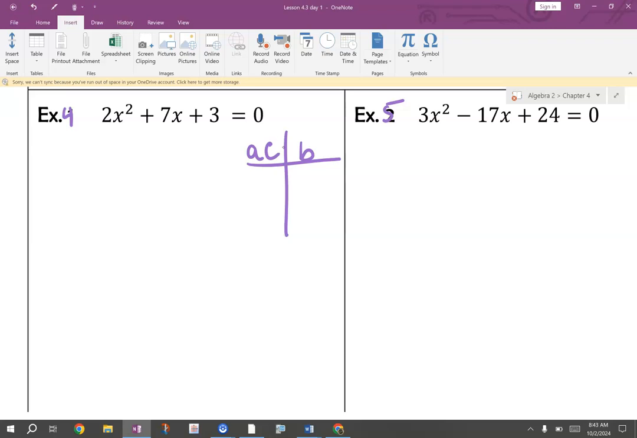So 2 times 3 is your A times C. That gives you a 6. Still positive, which means what two things? Addition, same signs. Perfect. All right, let's go through. 6 is super easy. 1 and 6, 2 and 3.